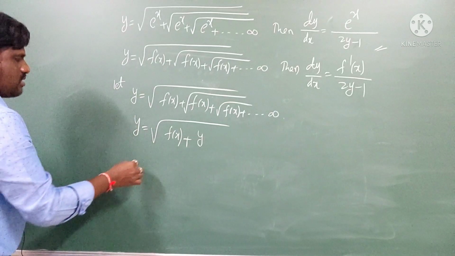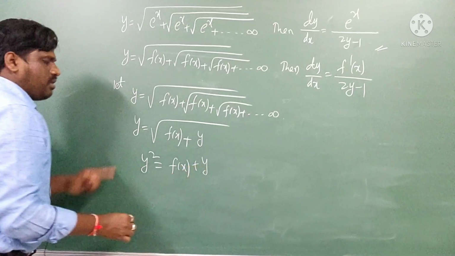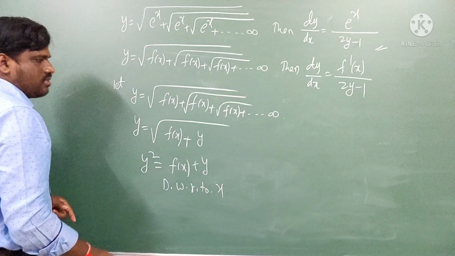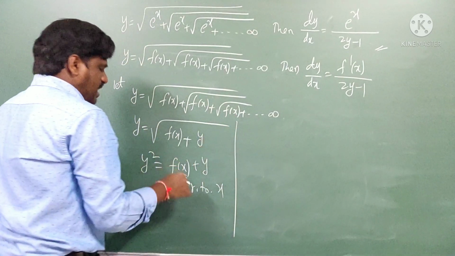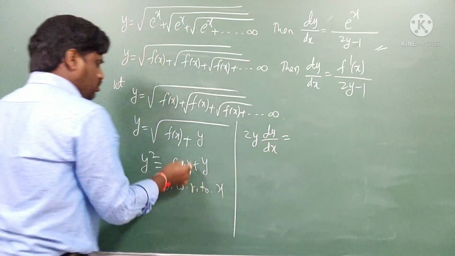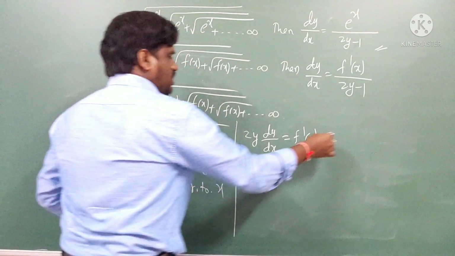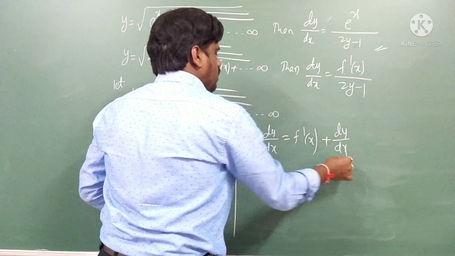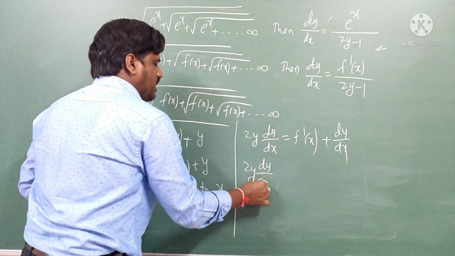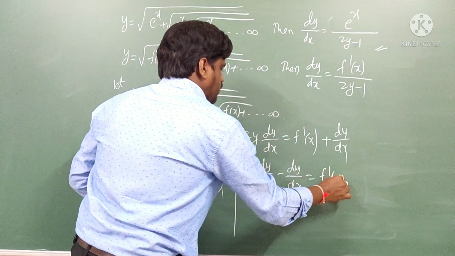Now squaring on both sides, I get y square is equal to f of x plus y. Now differentiate with respect to x on both sides. So what I get here: y square differentiation is 2y dy by dx is equal to f of x differentiation is f dash of x, plus y differentiation is dy by dx. Let's set this dy by dx on this side. 2y dy by dx minus dy by dx is equal to f dash of x.